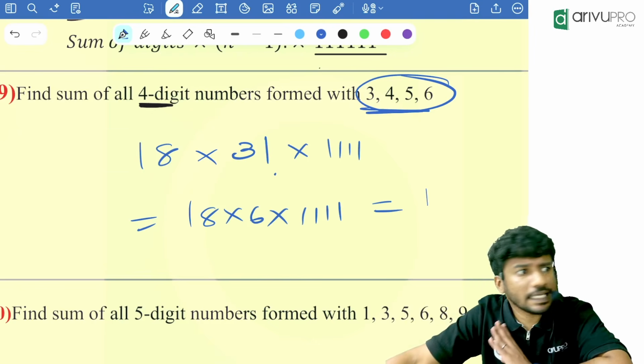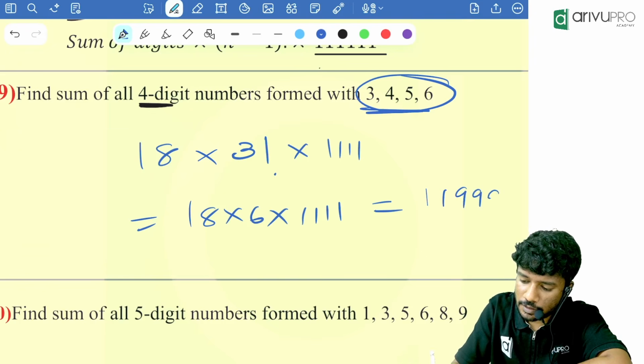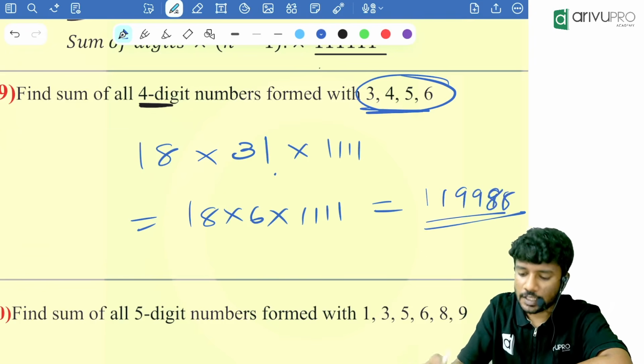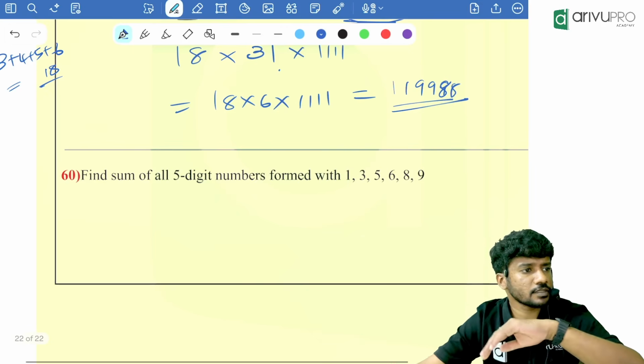119988. Correct? So that's how you will solve it. There is the next question for you. Get me the answer for this.